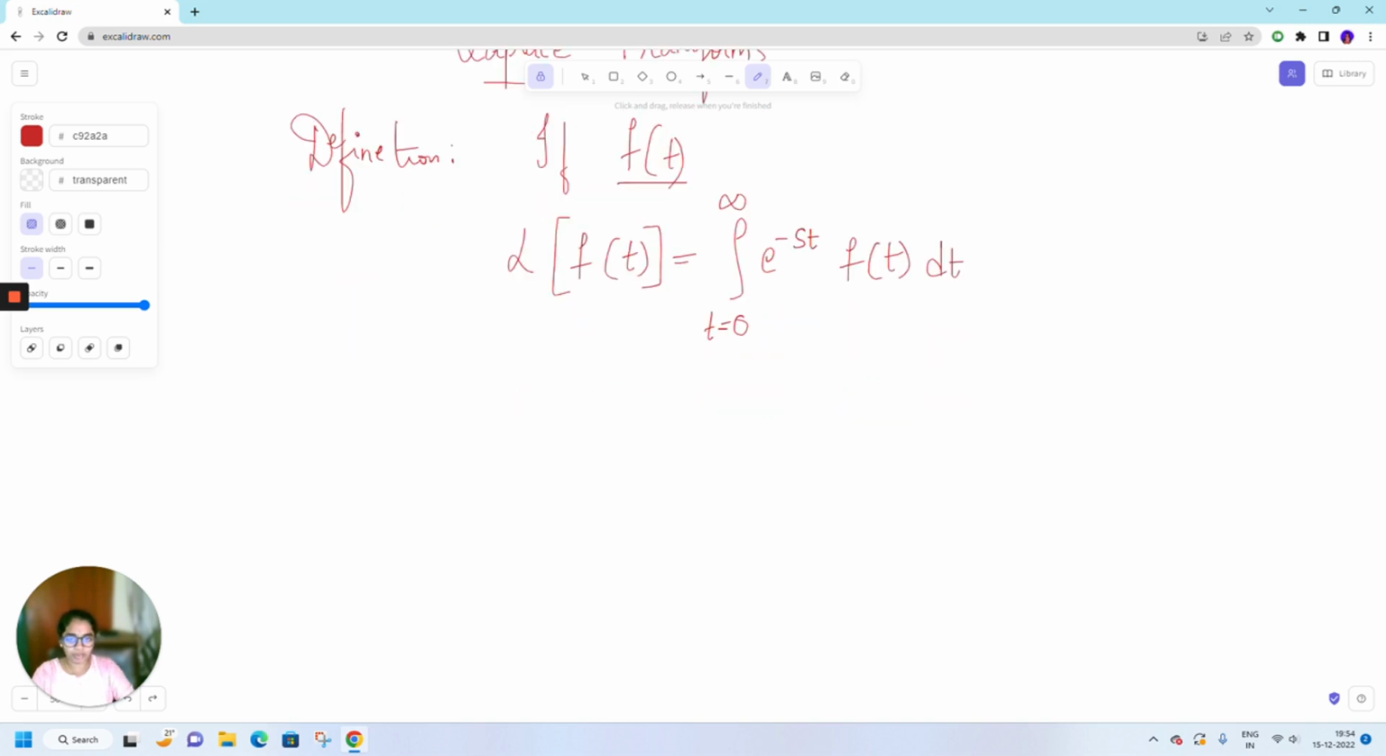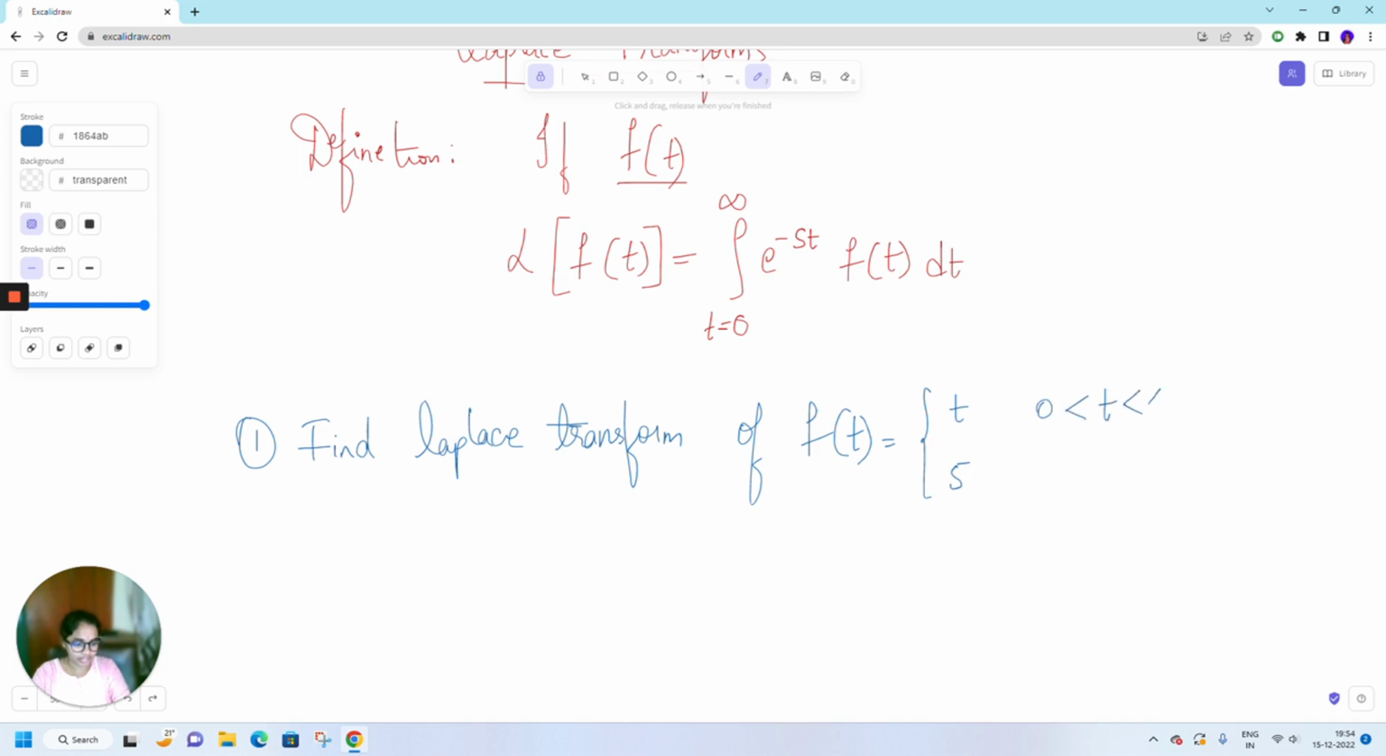Now let me take a problem. They're asking us to find the Laplace transform of f of t, where f of t is t when t is greater than 0 and less than 4, and it is 5 when t is greater than 4.